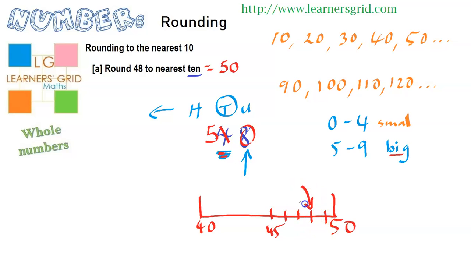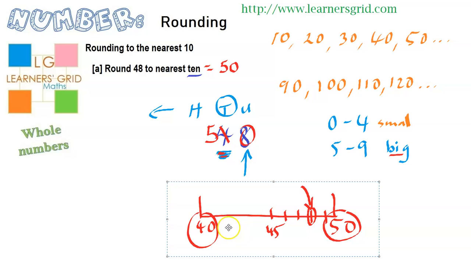So 48 goes right here. That's 48. And this spot here is obviously much closer to 50 than it is to 40. So again, if you thought of it like that, you'd immediately see that rounding 48 to the nearest 10, yeah, that's 50.